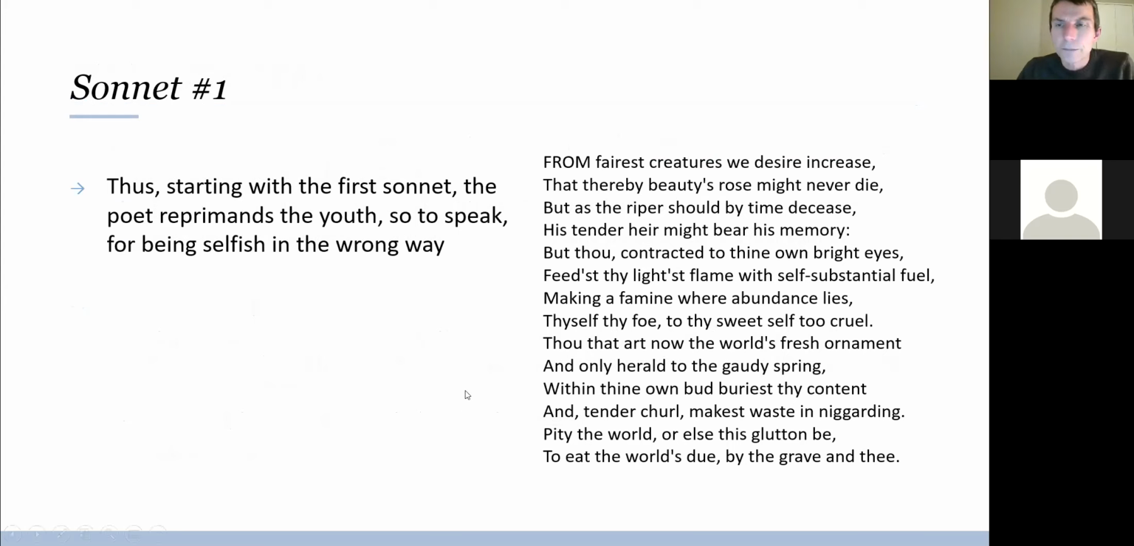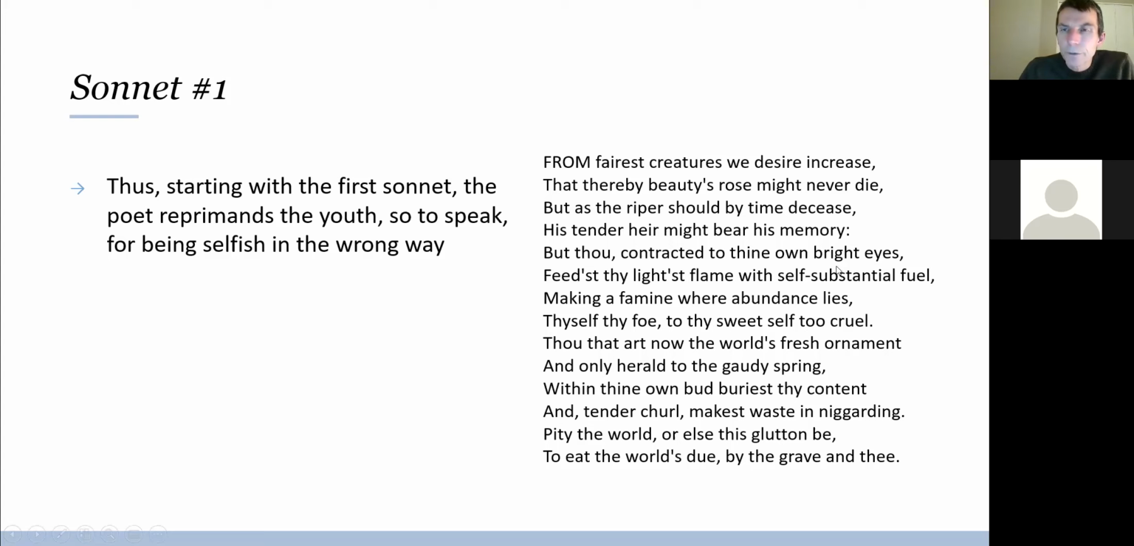I won't read the whole sonnet because we'll go to Sonnet 12, but first, Sonnet 1 right off the bat from the procreation sonnets. From fairest creatures we desire increase, that thereby beauty's rose might never die, but as the riper should by time decease, his tender heir might bear his memory. Okay, so what's happening here?